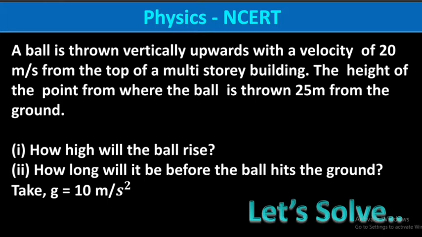from the top of a building of a height 25 meter from the ground, a ball has been thrown vertically upward with a velocity of 20 meter per second. So we have to calculate how high will the ball rise, number 1, and number 2, how long will it be before the ball hits the ground, means the total flying time of the ball. Here we should take g as 10 meter per second square.